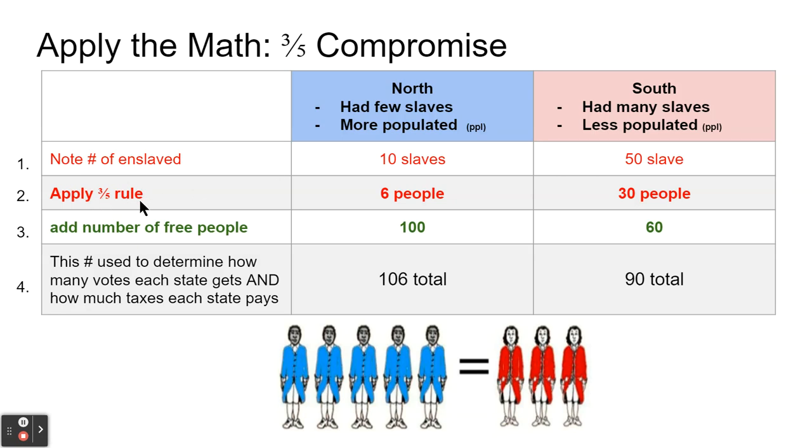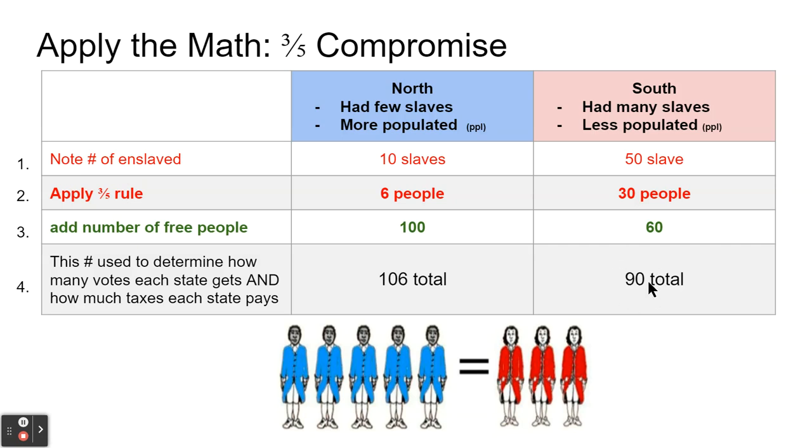And then you would apply the three-fifths rule. So for every five enslaved, they would only get three free people. So this would count as six people. Even though they have 10 enslaved, it would only count as six. And you would do the same thing here. They have 50 enslaved, and that would count as 30 people. Then you add the number of all the free people, which basically means everybody else, and then you would get the total. So the North would still have more people, okay, but the South would have a higher number as a result of this calculation.